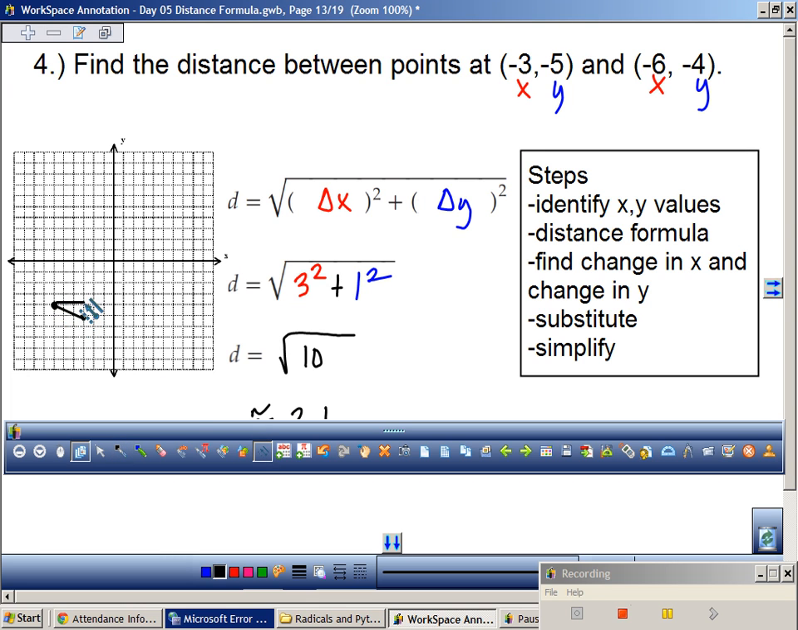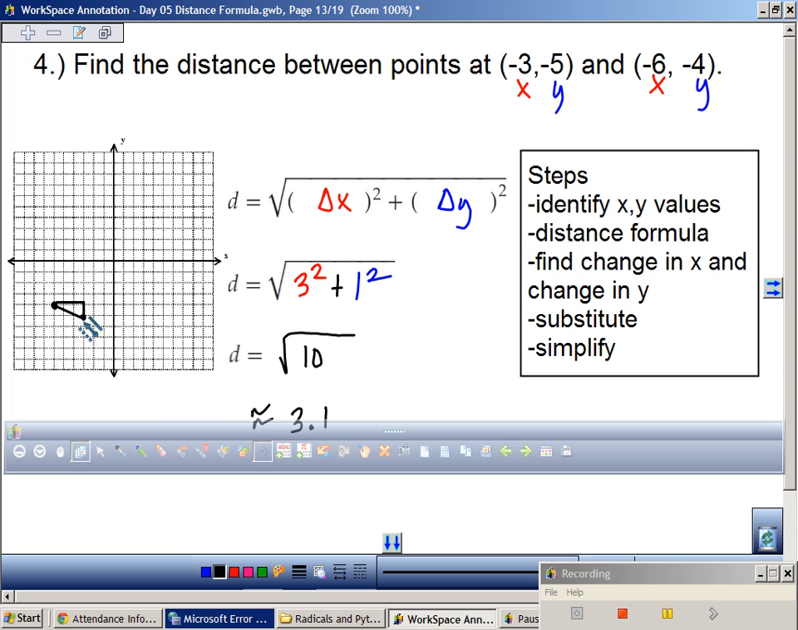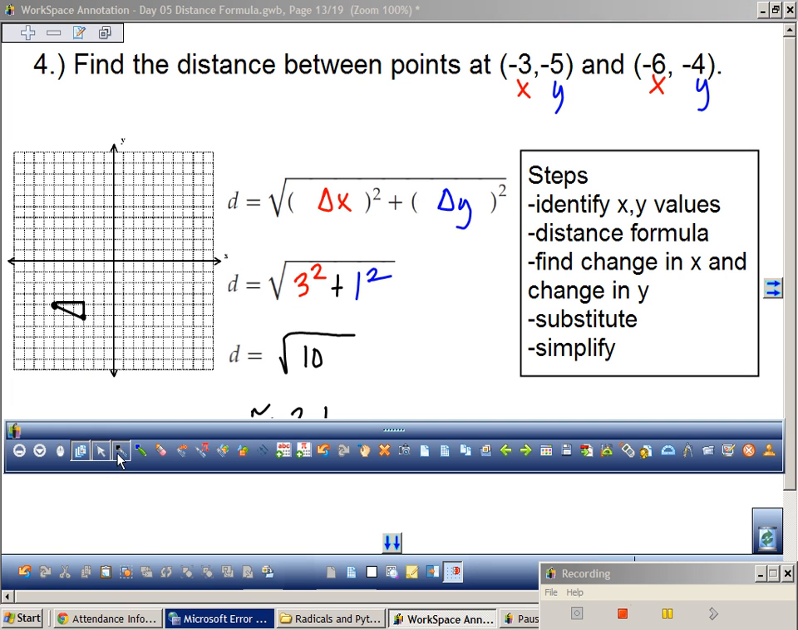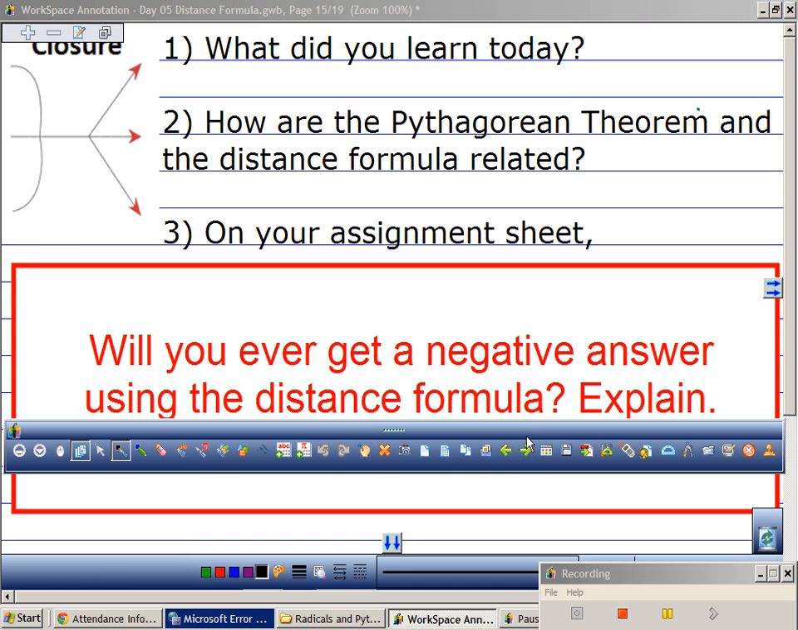I would draw myself a triangle. See that? What's the change in y? Right here, 1, isn't that what we have? And what's the change in x? 3, isn't that what we have? All right, fantastic.